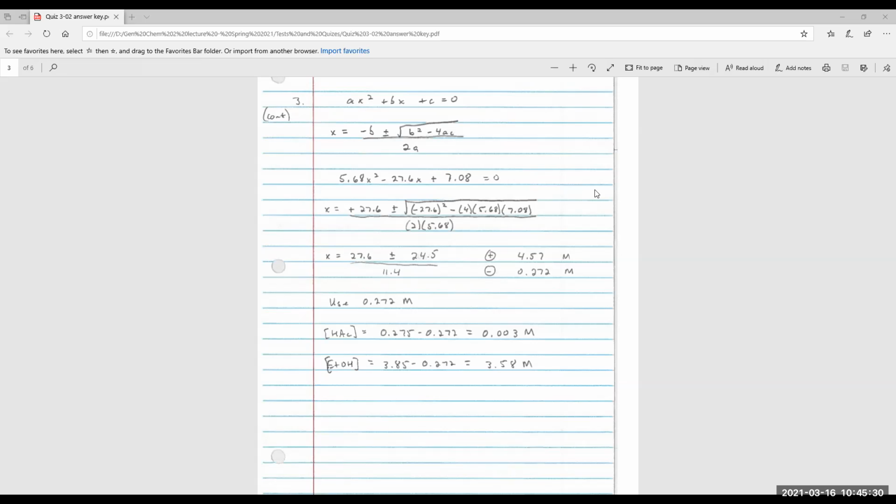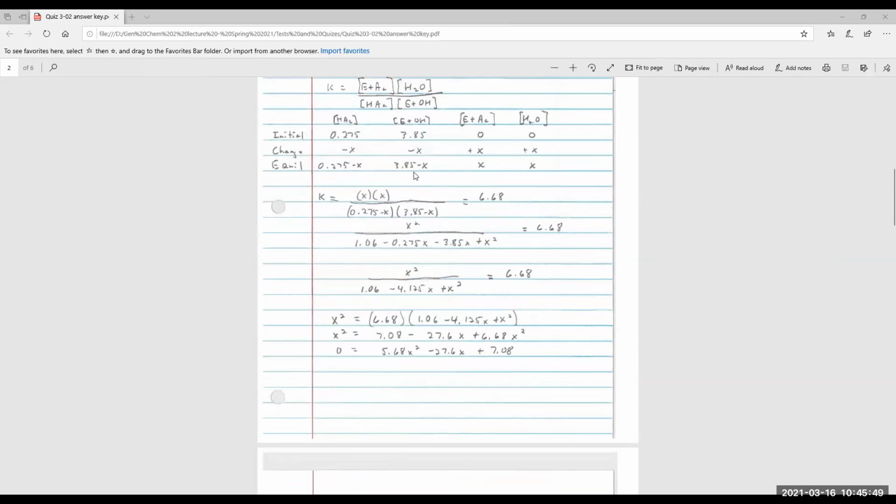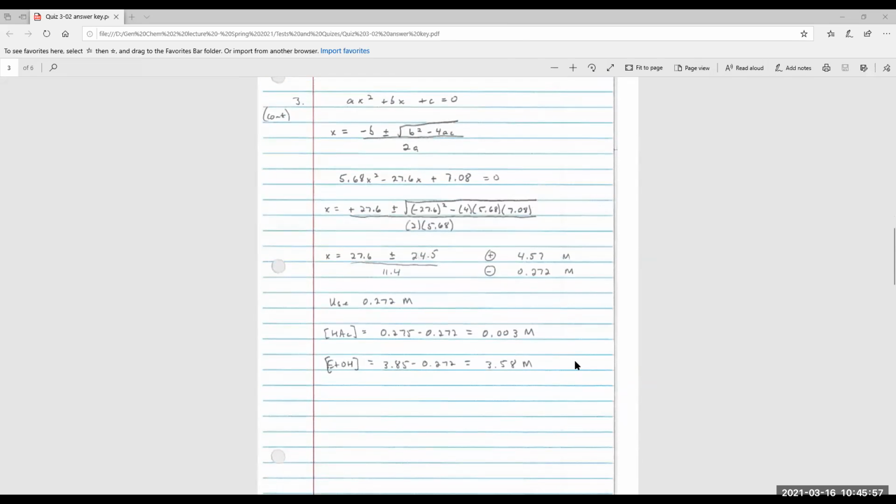So we have 0.272 for our X value, but we're not finished yet, because in the equation we wanted the molar concentration at equilibrium for ethanol. We go back to our table, and at equilibrium for ethanol it's 3.85 minus X. So we take our X value of 0.272 molar and subtract that from the 3.85. If we do that, we get a value of 3.58 molar for the answer.